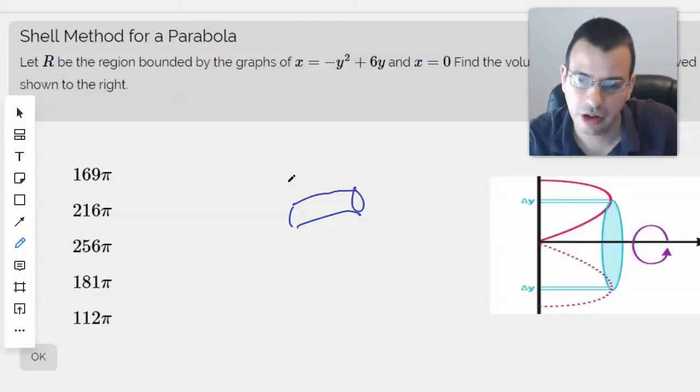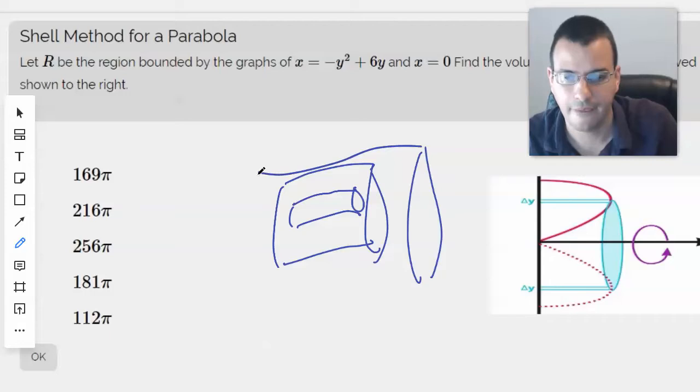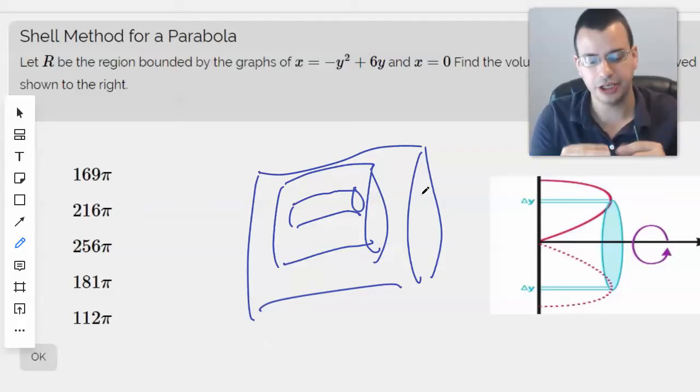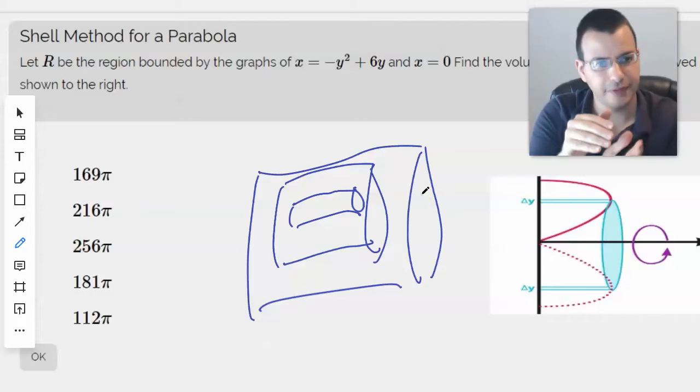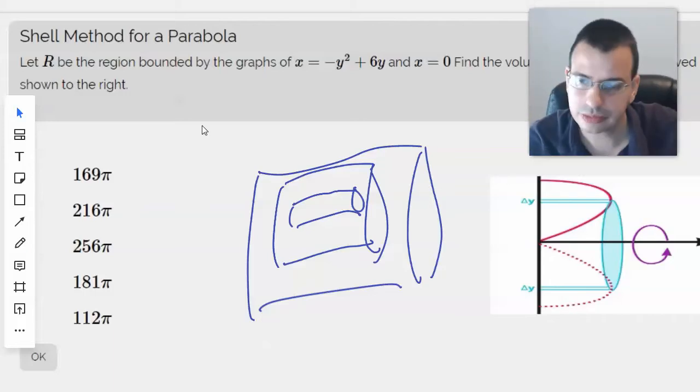That's like a shell. And then we'll have another shell on top of that. And these shells will be of a thickness of delta y. And so the idea is we will measure the volume of each of these shells, and then add all of the volumes together.